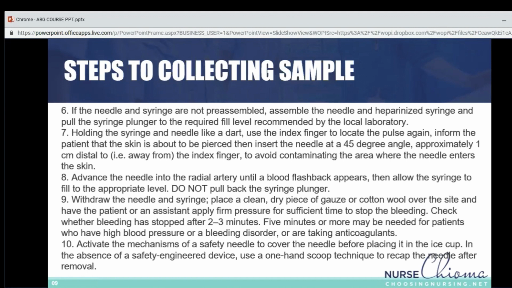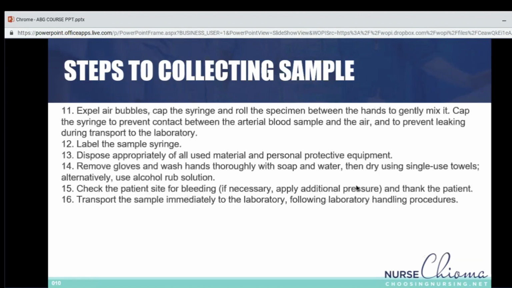Activate the mechanism of a safety needle to cover the needle before placing it in the ice cup. In the absence of a safety-engineered device, you're going to use a one-hand scoop technique to recap the needle after removal. Expel any air bubbles, cap the syringe, and roll the specimen between the hands to gently mix it. You're going to cap the syringe to prevent contact between the arterial blood sample and the air, and to prevent leaking during transport to the lab.